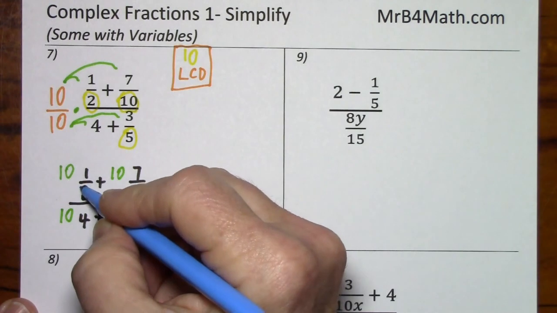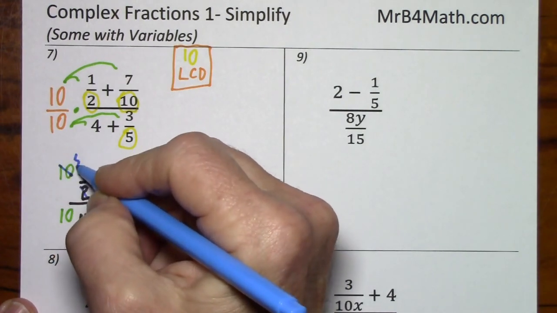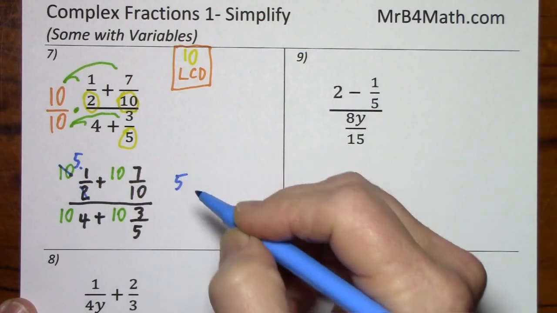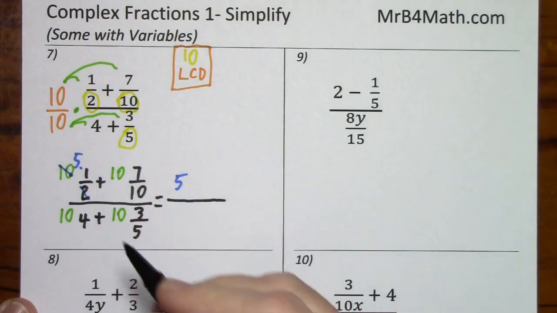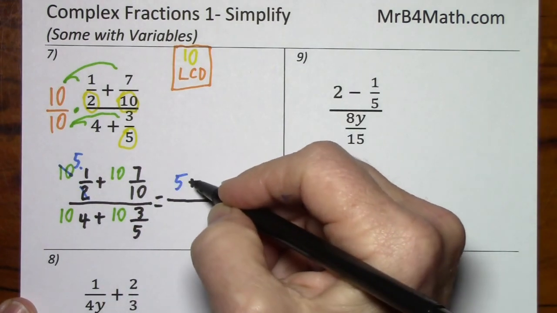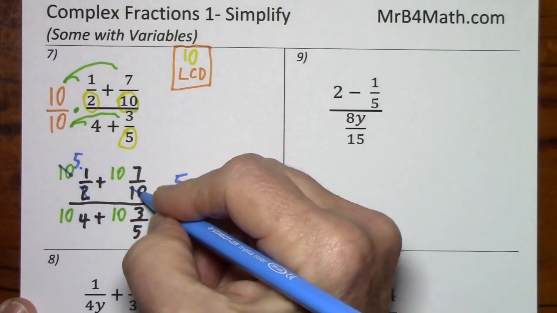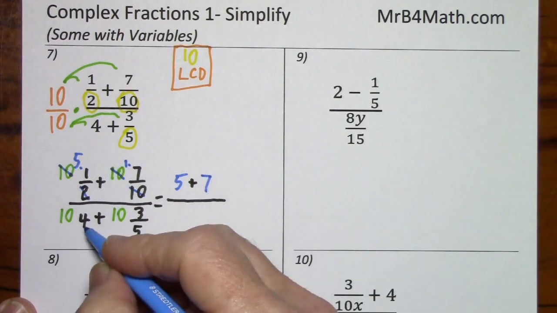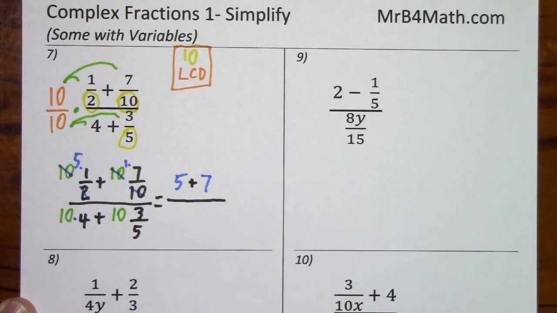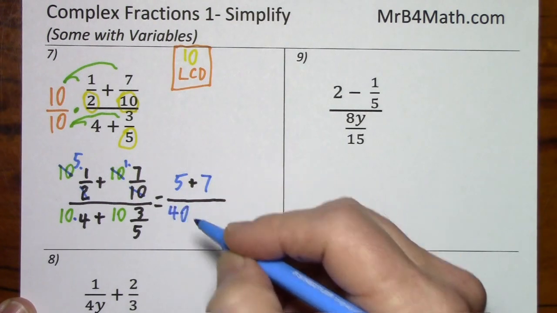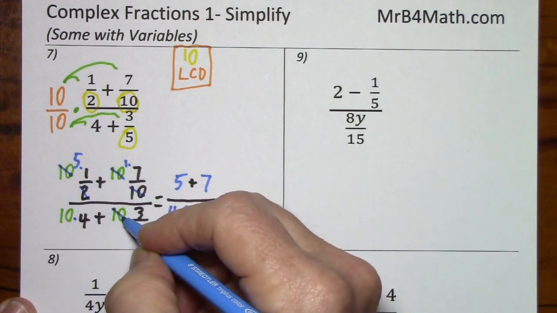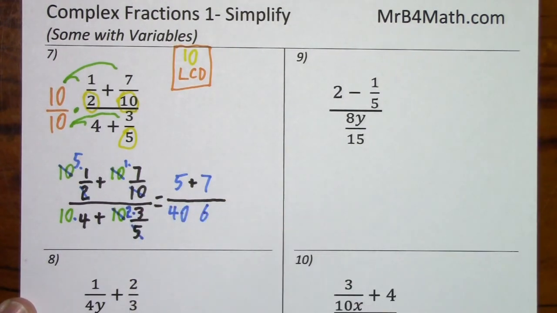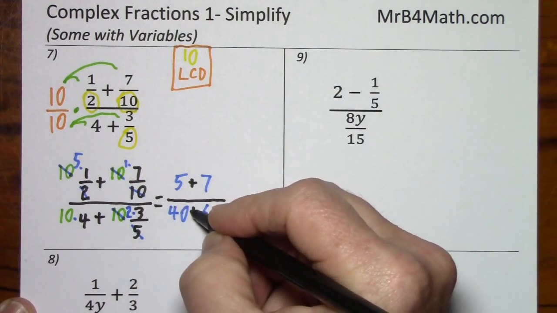Now simplifying, divide by 2, divide by 2, leaves you with 5 times 1. So that's 5. Bring over the positive, or plus. 10 goes into 10 one time, 1 times 7. Here there's nothing to reduce, so it's just 10 times 4. Divide by 5, divide by 5, leaves you with 2 times 3. Bring over the positive or the plus.